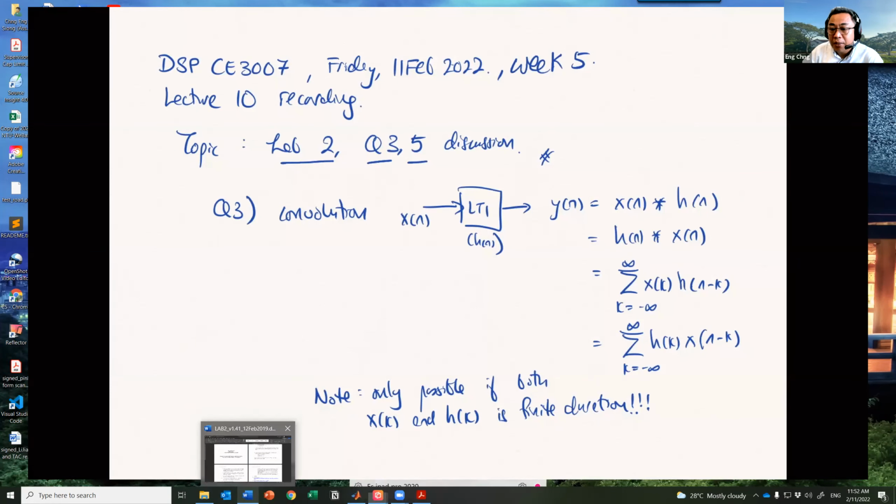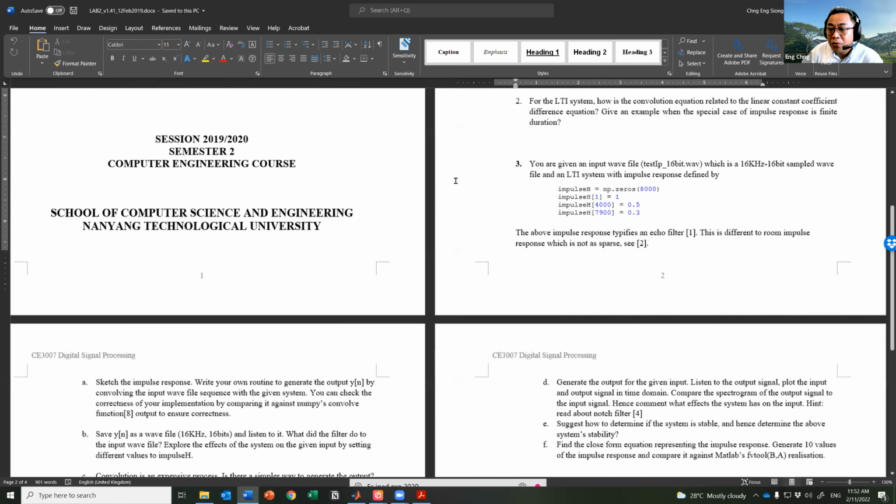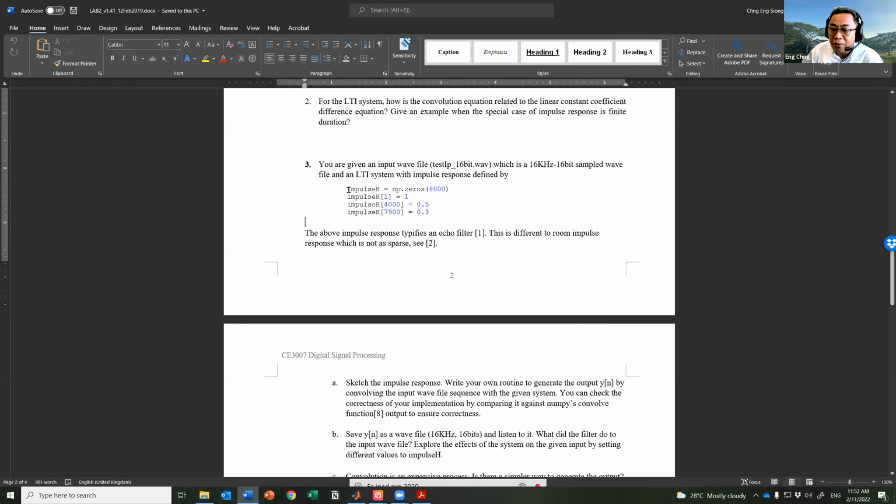Let us see. In lab 2, we are told that we have a wave file and then we have an LTI described by this. This LTI is very, very strange. It is very strange because although it has a length of 8,000, most of them are zero. Only time sample 1 is 1, time sample 4,000 is 0.5, time sample 7,900 is 0.3. So it's very, very sparse. Now we are going to send the input into this impulse response, and then we are going to see what happened. Okay, and this is called an echo filter.